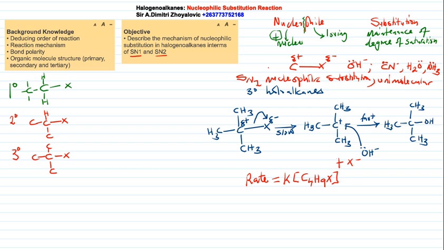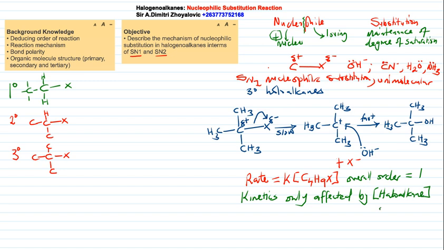So the overall order is equal to 1. The kinetics of the rate of reaction is only affected by the concentration of the halogenoalkane, since we only have the halogenoalkane in the rate determining step. So the reaction is first order.